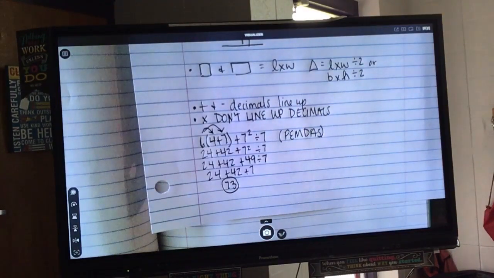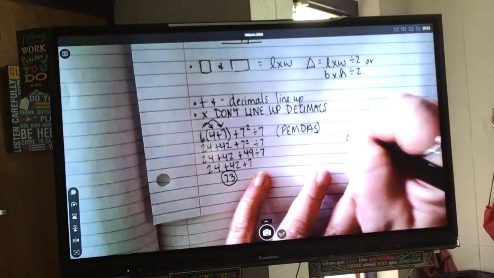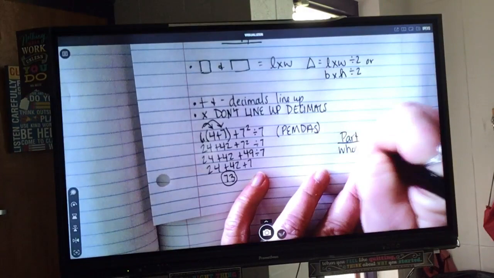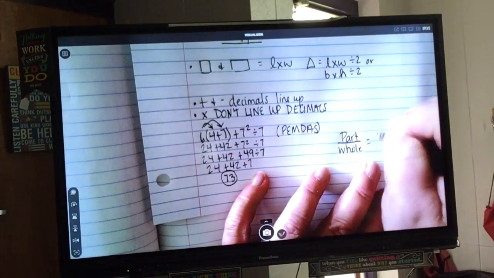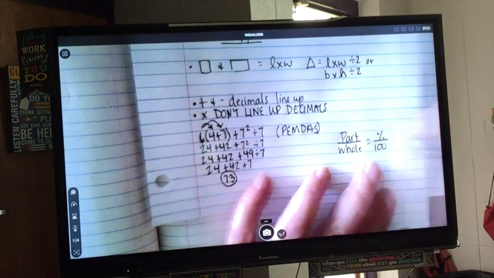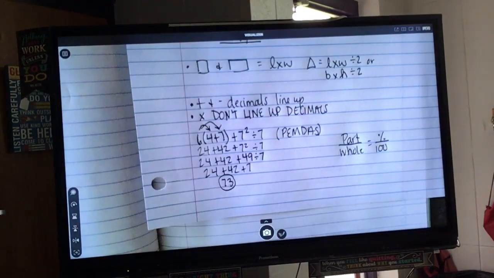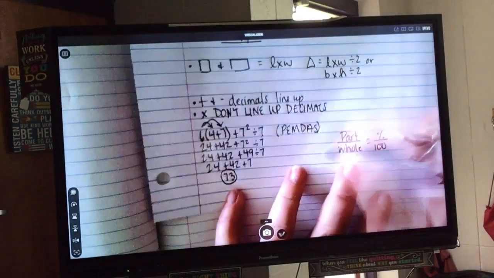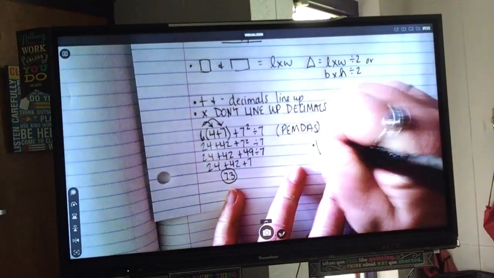What else do we want to add? Lily? For percents, part over whole equals percent over 100. That's got to be on your paper. It has to be, y'all. Because if it is not, whew, and this is for percents.